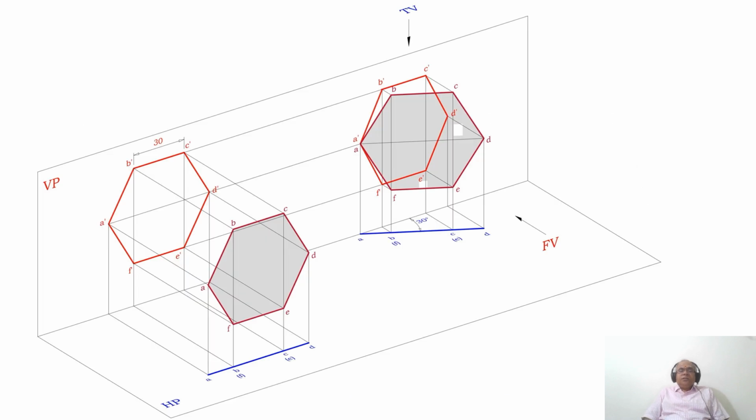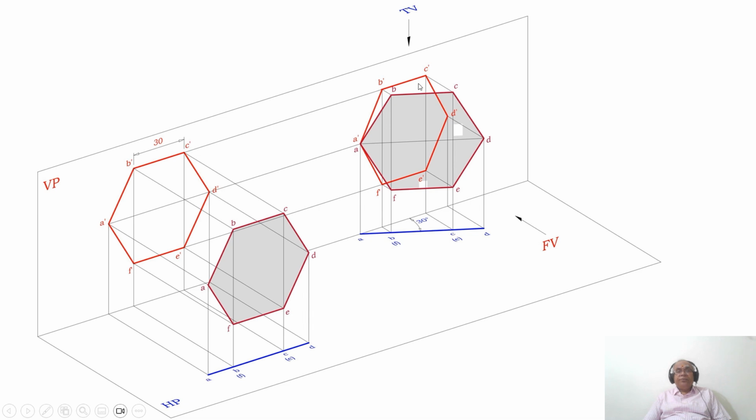Now, since it is to be resting on one of its corners on VP, make sure that the hexagon is rotated such that, as you look from the top view, one of the corners will be on the XY line, and the surface is inclined at 30 degrees to VP. Once the surface becomes inclined at 30 degrees to VP, the diagonal AD will become apparent length here. That is A dash D dash.